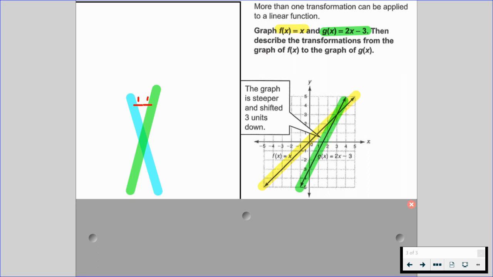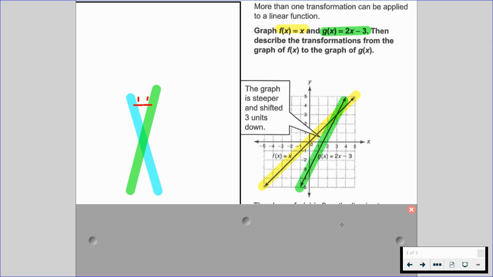We can compare steepness of our slopes because we can look at the values of our slope. Well, f of x is equal to x, slope has a value of 1. G of x is equal to 2x minus 3, that slope has a value of 2. So 2 is greater than 1, meaning it's going to be more steep, or it's going to be going more vertical. Our slope has a bigger value. And now our y-intercept has changed. It's no longer at 0, it's going to be at -3. So the graph is going to be steeper, and it also shifted down 3 units.